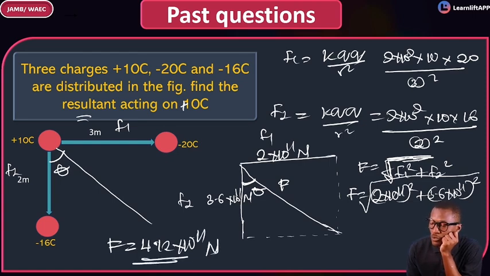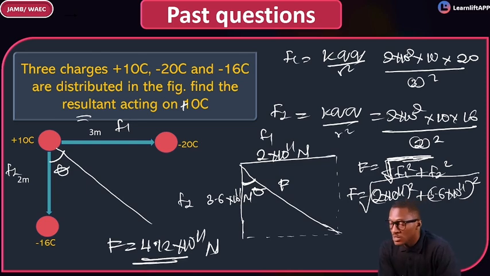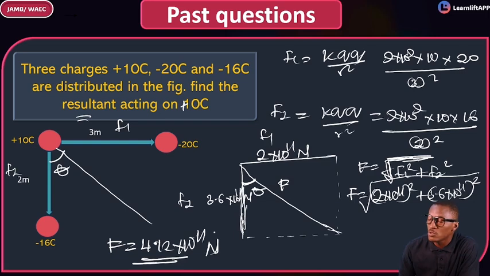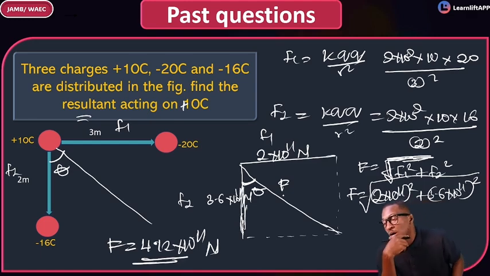Please always confirm with your calculator. So this will be the resultant. But we are not done. We also need the angle, because when you are given such a question, you calculate the resultant first and also get the angle. Now, how do we get the angle?